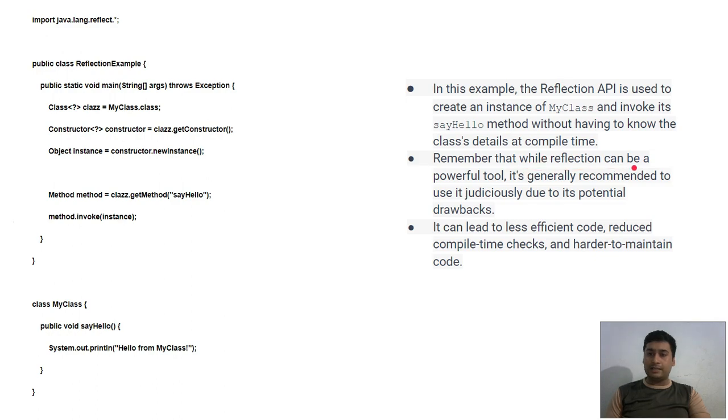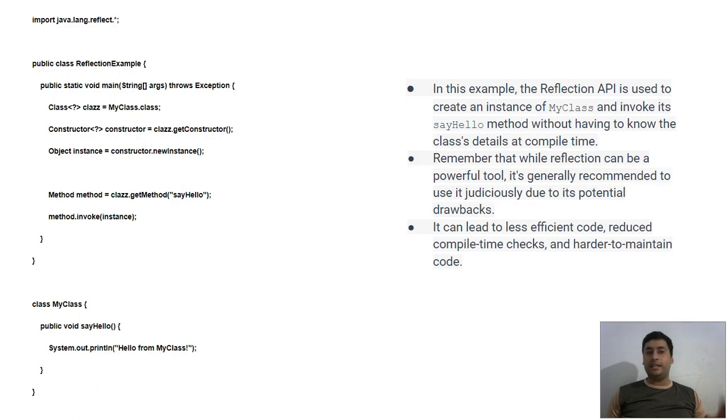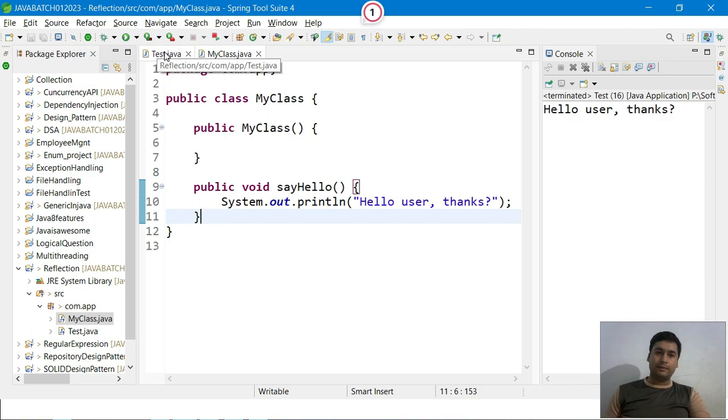Remember that while reflection can be a powerful tool, it's generally recommended to use it judiciously due to the potential drawbacks. It can lead to less efficient code, reduced compile-time checks, and it is harder to maintain. Okay, so I hope you understood the benefits of the reflection API, and with one piece of code I have explained how we use it and how we work with it. Okay guys, so we understood the purpose of the reflection API and how we can use it. Next we can understand some more about it, but there is one more thing I have to explain.